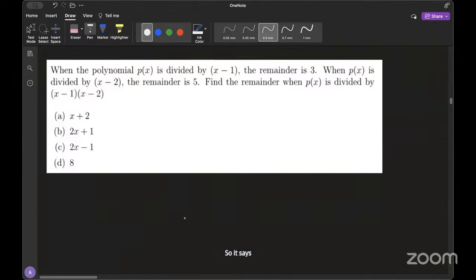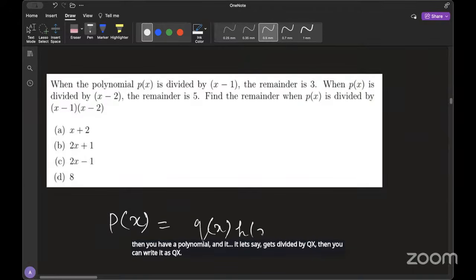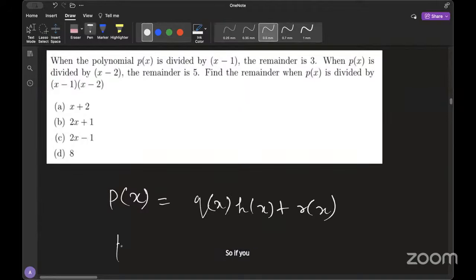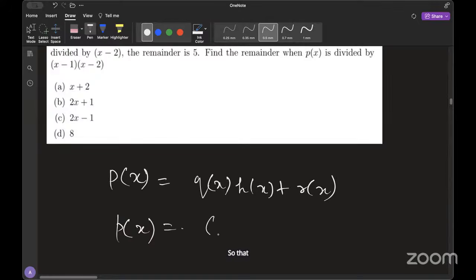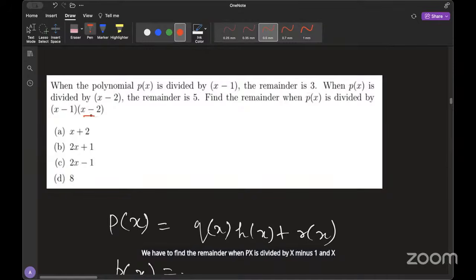So it says, we forgot the division algorithm, right? When you have a polynomial and it gets divided by q(x), then you can write it as q(x) h(x) plus r(x). So if you have a polynomial and it's divided by x minus 1, that gives remainder 3. We have to find the remainder when p(x) is divided by x minus 1 and x minus 2. That means this is the divisor, right?